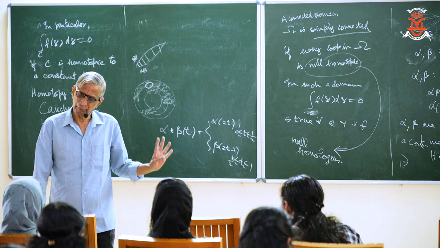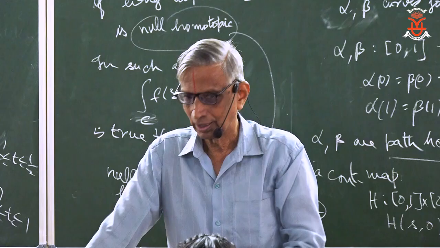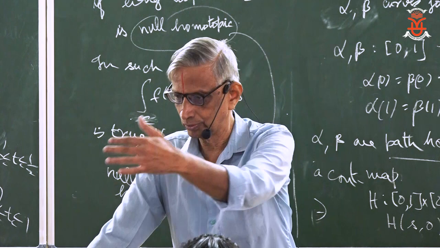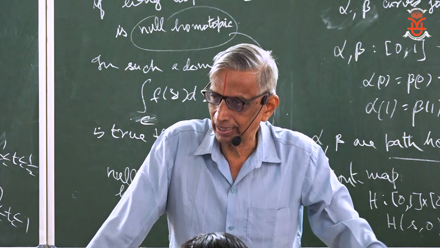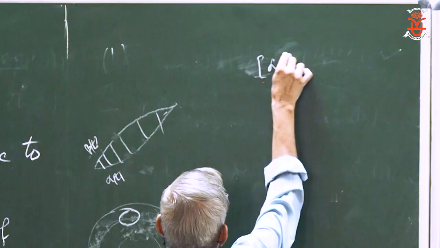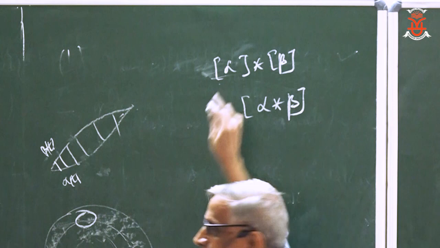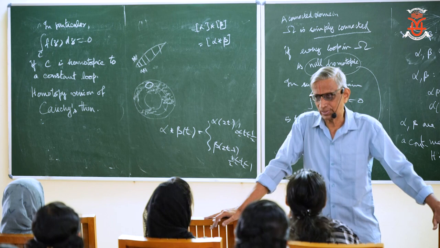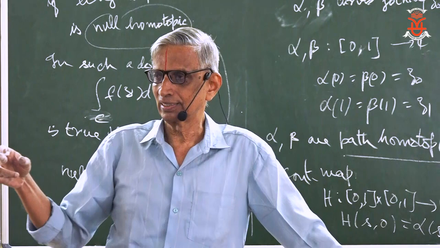And this equivalence relation respects these products. That means if alpha is homotopic to alpha 1 and beta is homotopic to beta 1, then alpha star beta is homotopic to alpha 1 star beta 1. In other words, you can define a product for loop classes: the equivalence class of alpha times the equivalence class of beta is defined as the equivalence class of alpha star beta. So this is well defined and satisfies the associative property. The constant loop at z0 acts as the identity. In other words, alpha star the constant loop is homotopic to alpha itself.